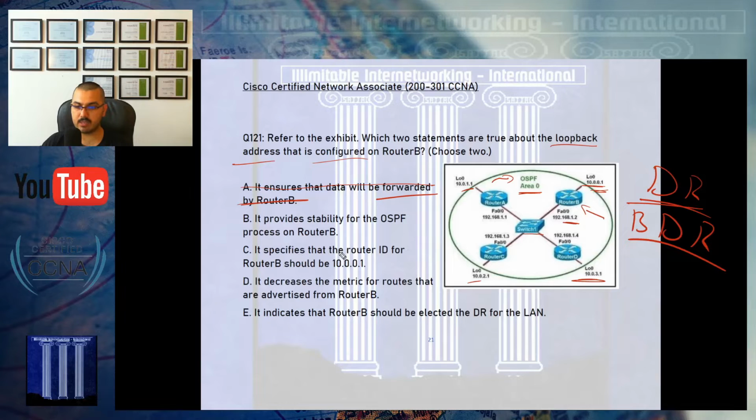C, it specifies that the router ID for router B should be 10.0.0.1. I know that choosing the router ID automatically will be the highest configured IP address, but if there was a loopback, will the loopback win?